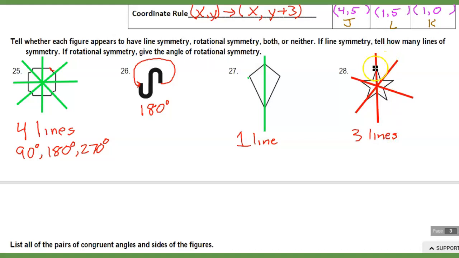And then we can probably rotate it so that each of these points will rotate onto one of these points. Since we have 5 points here, rotational symmetry will be 360 degrees divided by the number of rotations. So we have 360 divided by 5, which will be, I believe, 72 degrees. So every multiple of 72 will be a rotational symmetry.